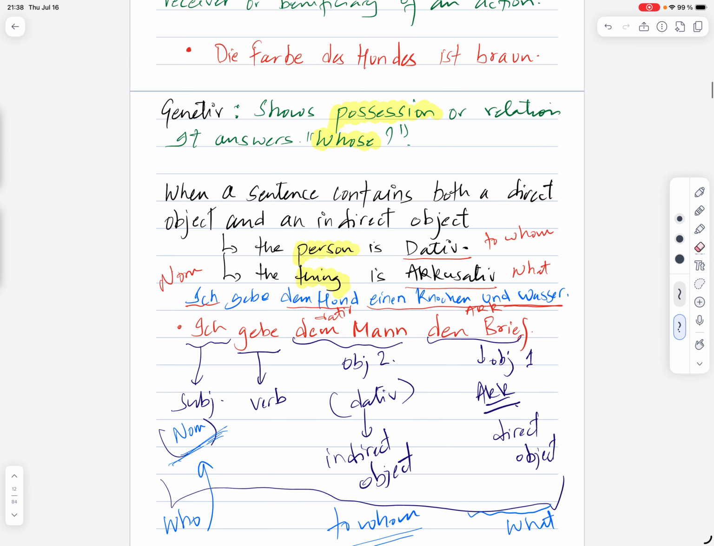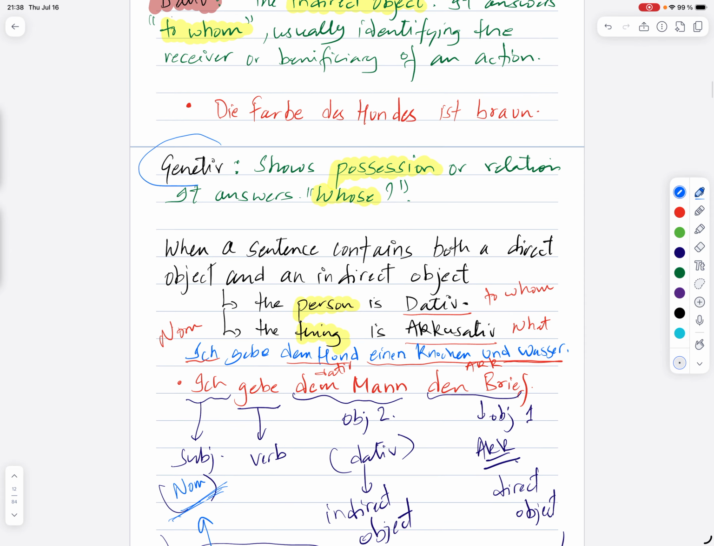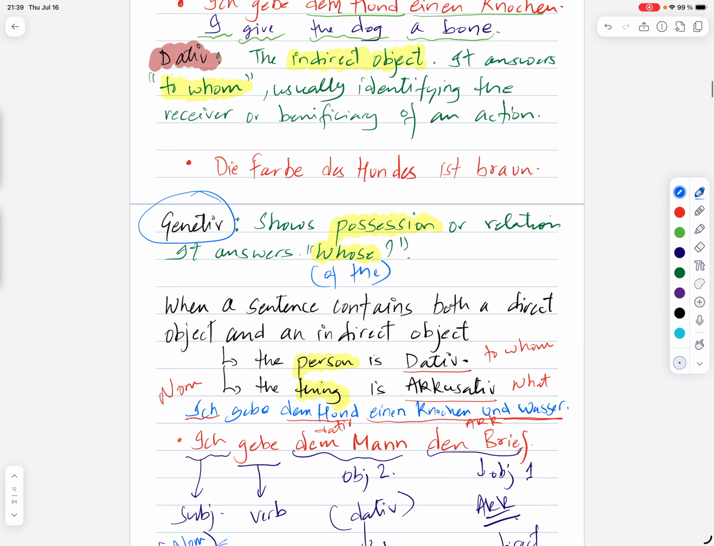Then there is another case which is genitive, which shows the possession or relation to the doer. For example, it answers the question whose, right? Or of-kind of questions. For example, die Farbe des Hundes ist braun. The color of the dog is brown.